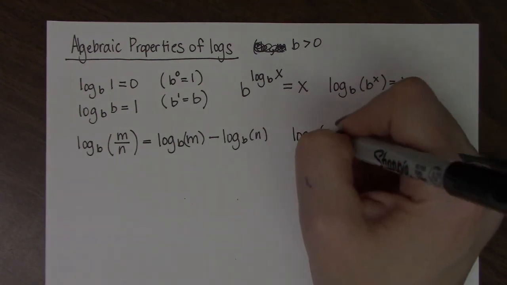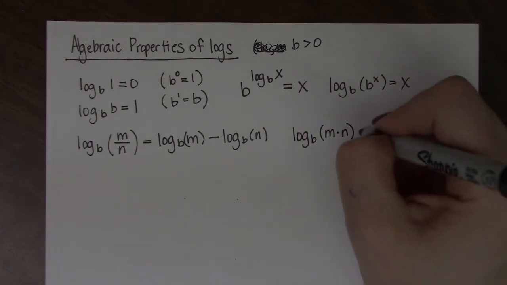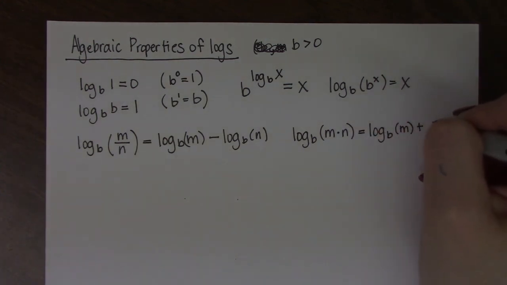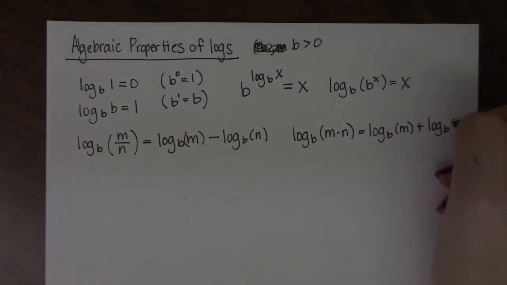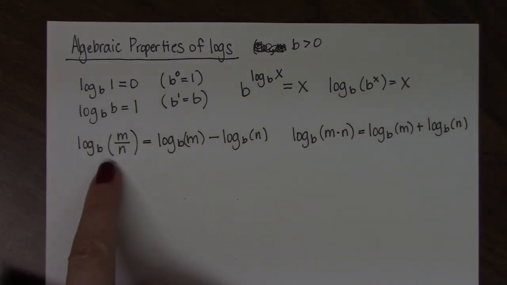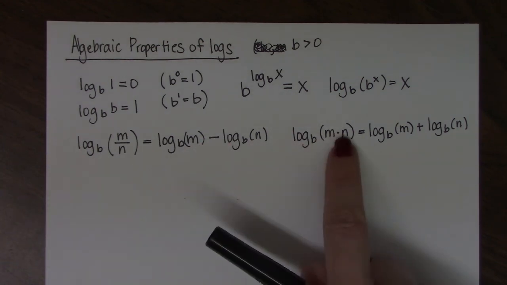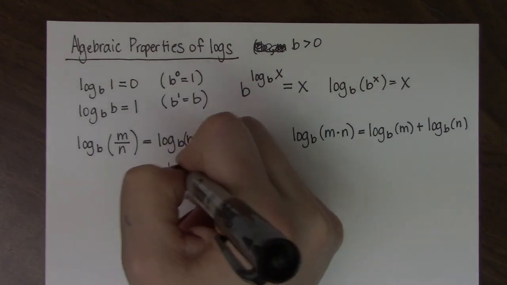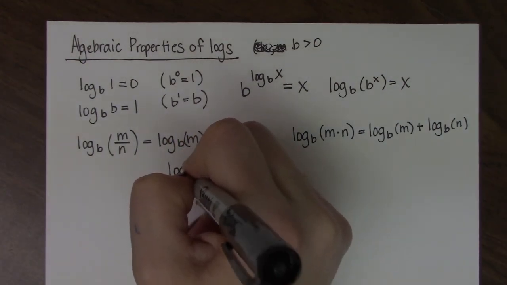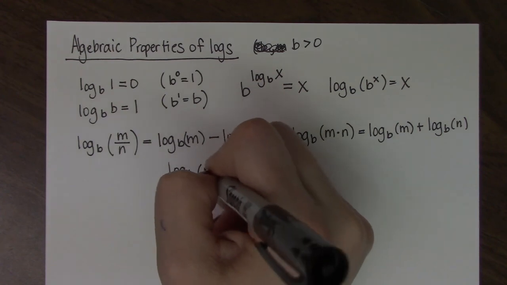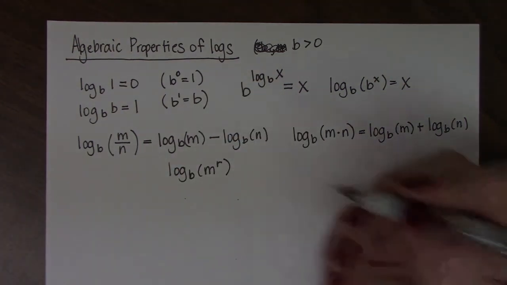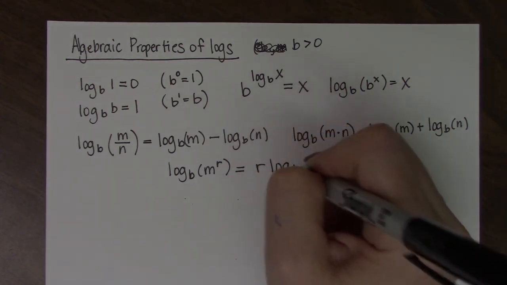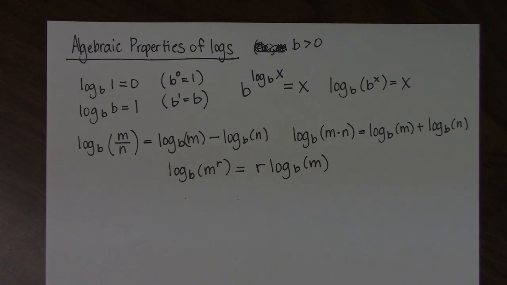Log base b of m times n, we can separate by saying log base b of m plus log base b of n. So a division sign translates into a minus, and a multiplication translates into a plus. And then we just used in our last problem log base b of anything raised to an exponent. We're allowed to pull the exponent out front, like so.